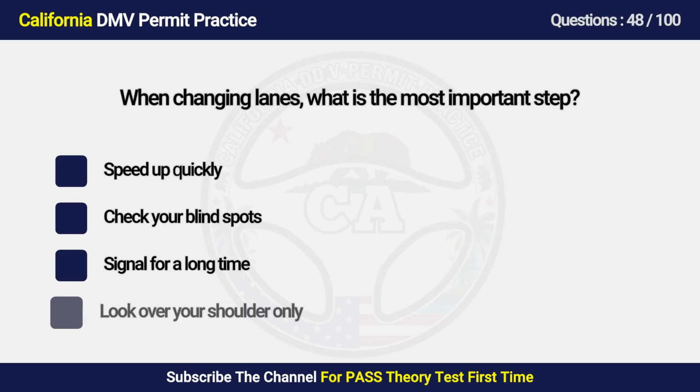Question 48. When changing lanes, what is the most important step? A. Speed up quickly. B. Check your blind spots. C. Signal for a long time. D. Look over your shoulder only.